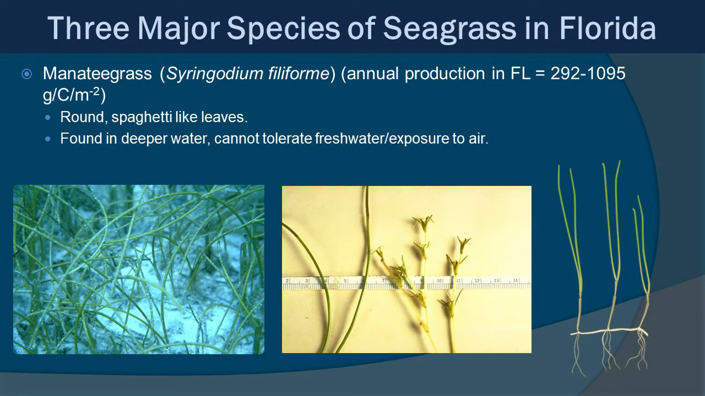Next up is manatee grass, Syringodium filiforme, and their annual production in Florida is between 292 and 1,095 grams of carbon per meter squared per year. That's big. Now they are kind of very different from the other seagrasses because they have round, spaghetti-like leaves, so you can kind of roll them in your fingers. They are generally found in the deeper water and can't tolerate fresh water or exposure to air.